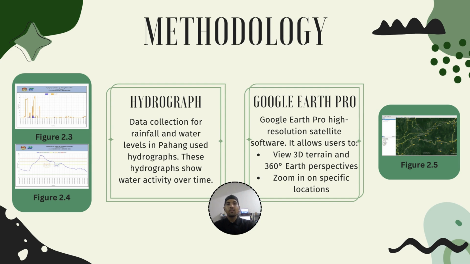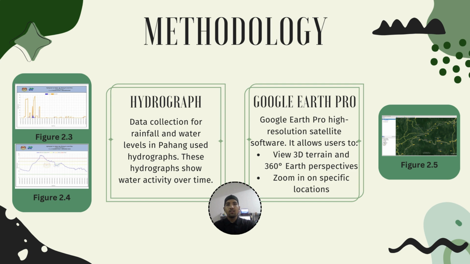The hydrograph illustrates the activity of water in a specific time. The hydrograph in figure 2.3 shows the data of water level at the station that has been chosen, which is Lubuk Paku Maran. It was collected for 1 month, which is from 1st February 2023 to 28 February 2023. Other than that, the hydrograph of water level in station Sungai Pahang at Lubuk Paku is shown in figure 2.4.